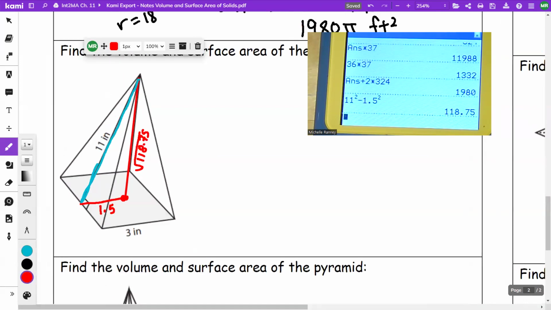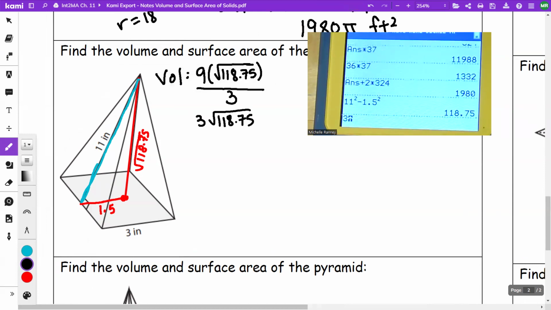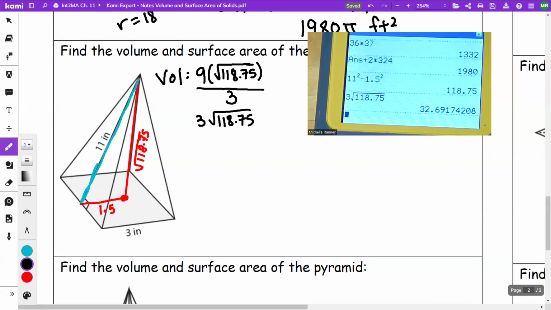So when I'm trying to find the volume, I am going to take the area of the base, which is 9, times the height, which is the square root of 118.75. I'm going to divide it by 3 because I'm only going to have a third of a prism. So I'm going to basically have 3 times the square root of 118.75. And when I put that in my calculator, I end up getting 32.69 inches cubed. That's going to be my answer.